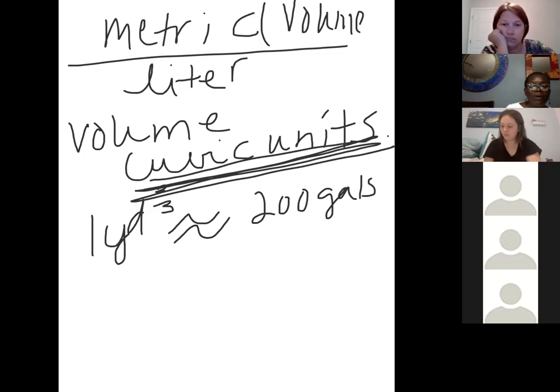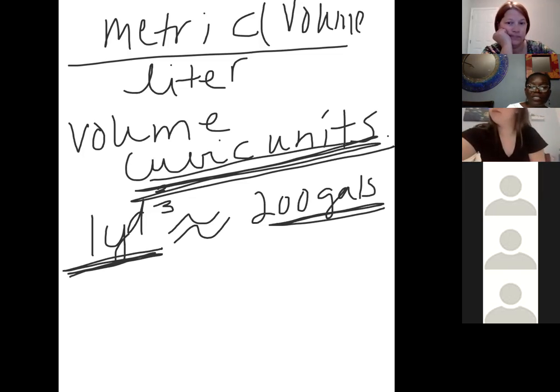For example, if you had to fill up your pool with water, and you knew the number of cubic yards in your pool, all you would have to do is multiply each one by 200 in order to figure out how many gallons you're going to need to fill up your pool.